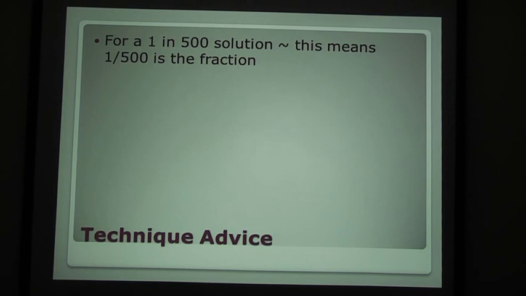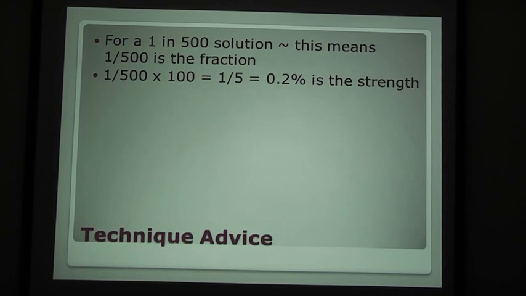So, moving on then, if I say to you we have a 1 in 500 solution, this should mean to you that it is 1 over 500. That's the fraction. As a percentage, that becomes 0.2%, and that's the strength. So if I gave you a 1 in 500 solution, you can work out the strength of that solution in percentage by first converting it into the fraction and then into the percentage.